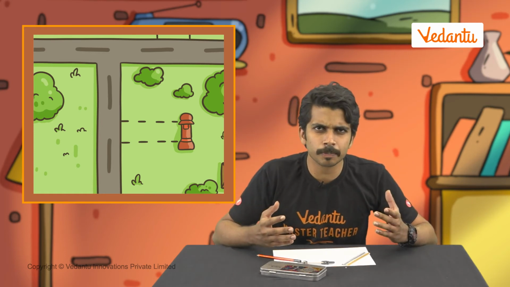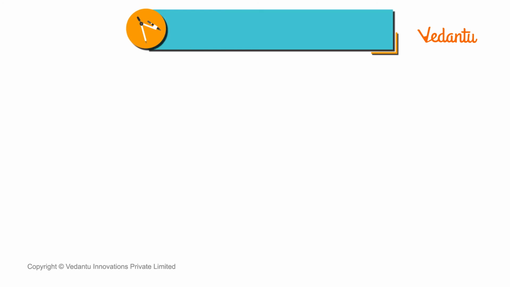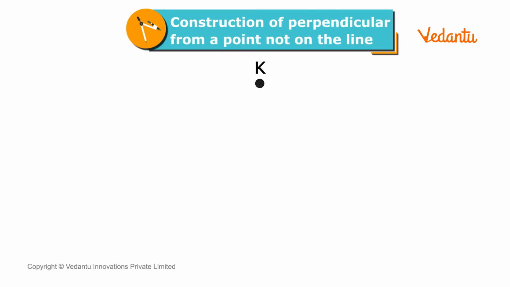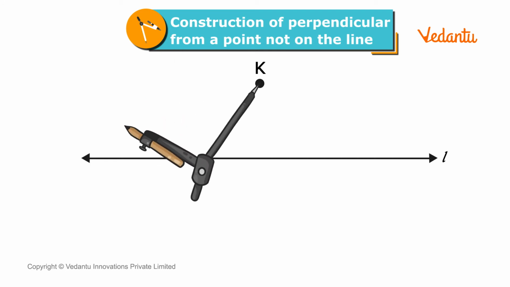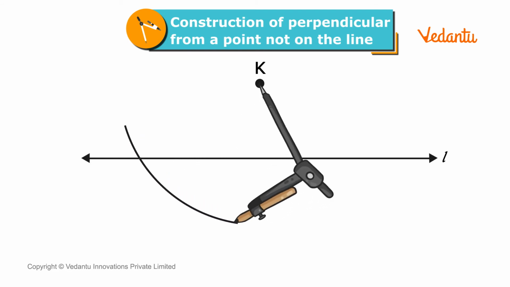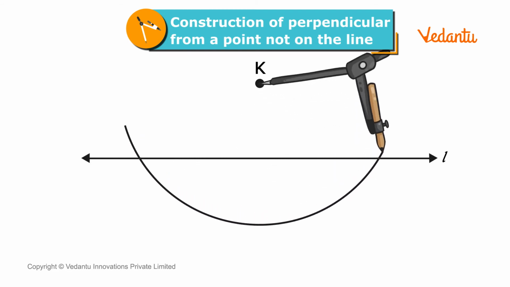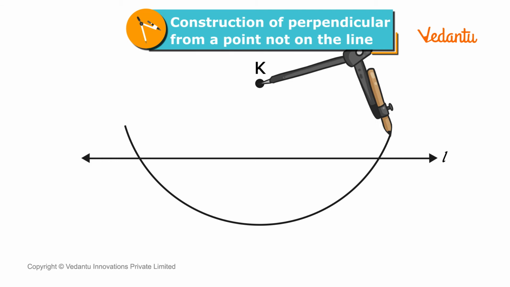Now, I need to draw another road from this post box that joined a longer road at a perpendicular. How do we construct a perpendicular from a point not on the line? Let's find out. Step 1. Let's mark the point where the post box was as K and the line as L. Step 2. We place the needle of our compass on this point K and draw an arc from it such that it intersects the line L at 2 points. Let's name these points as M and N.